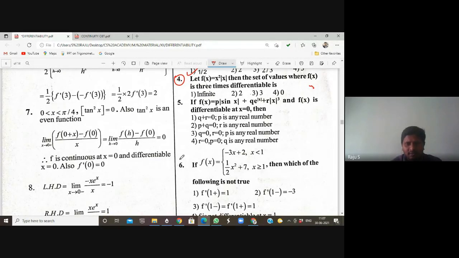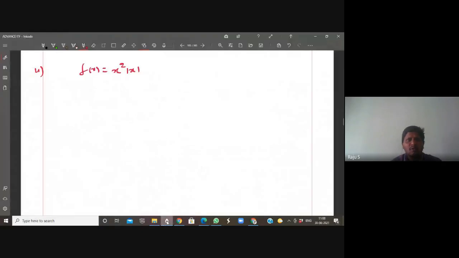Let us see the answer now. One of the options is infinite, another option is 2, 3, 0. Now I want to differentiate it thrice. I want to differentiate thrice.